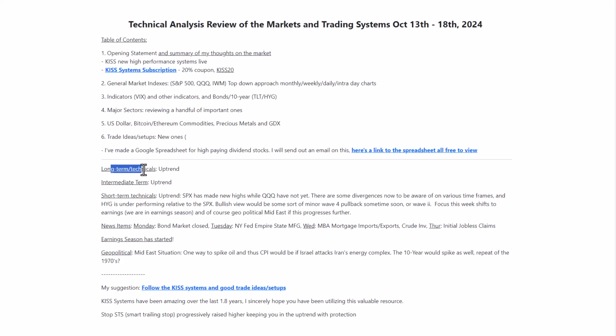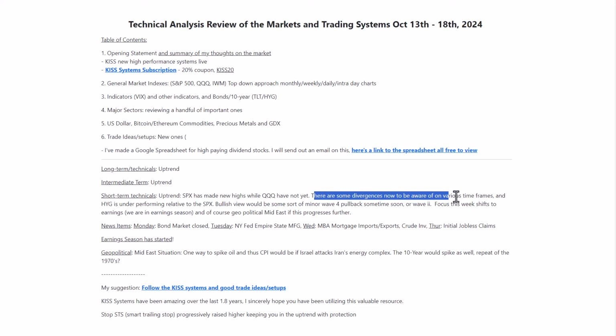Like I said, long-term uptrend, intermediate uptrend, short-term uptrend. The S&P has made new all-time highs, while the NASDAQ has not. So that's something to be aware of. Is the NASDAQ going to now push here to make a new high, or is that some divergence that can cause a pullback? We'll see.